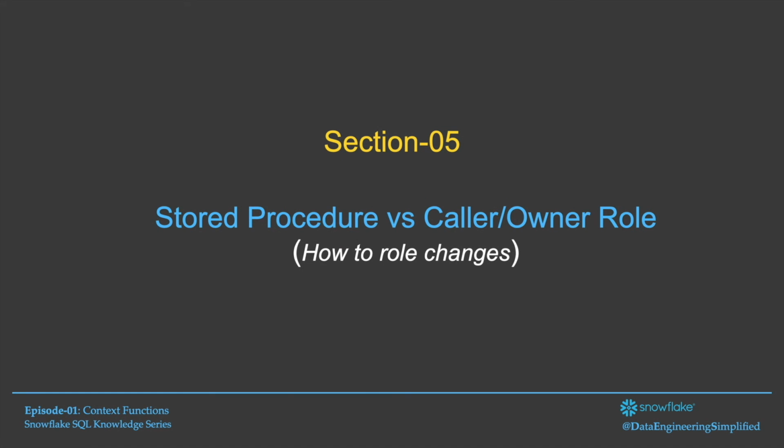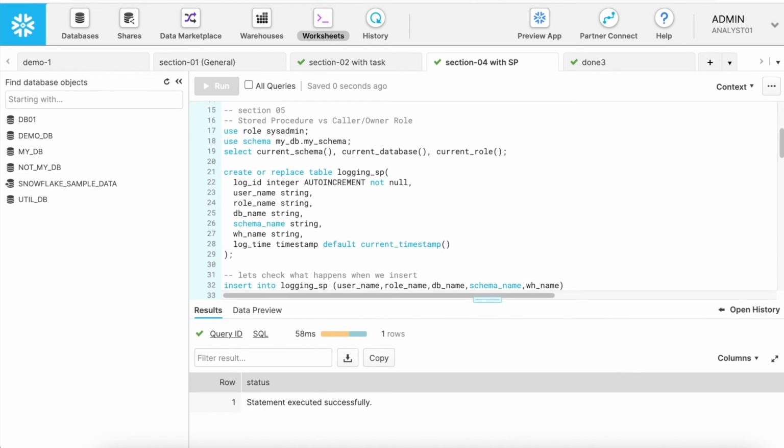Let's jump into section 5, where we will understand the stored procedure and its caller and owner role functions, and how it really changes when we invoke those stored procedures with the caller and owner role, and what it registers at runtime for those current role functions. So we have seen in the previous section how the task treats the user ID. We will see what the caller and the owner concept is when you invoke a stored procedure.